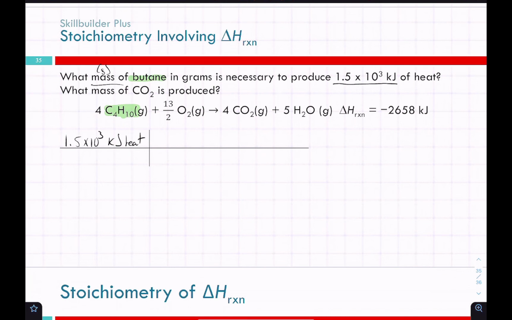So, yes, 4 moles of C4H10 on top, and then this is going to be 2,658 kilojoules of heat. We're going to leave the negative off because otherwise we're going to get a negative number of moles, and that doesn't make sense. We really only need the magnitude here.